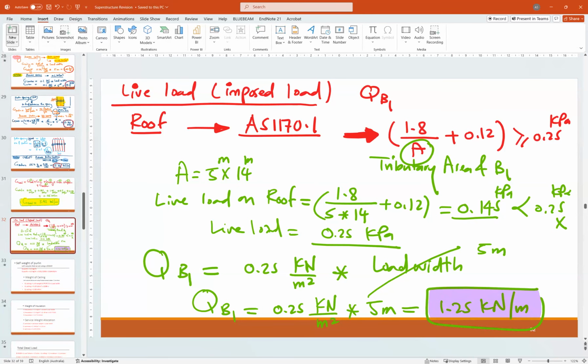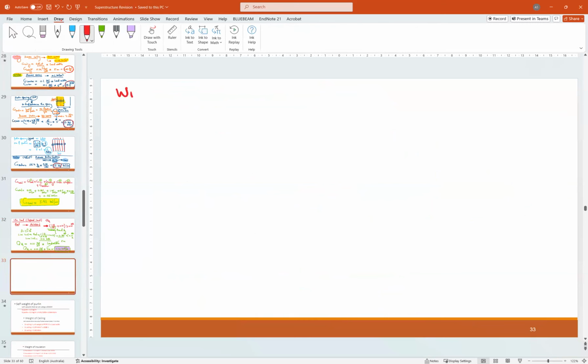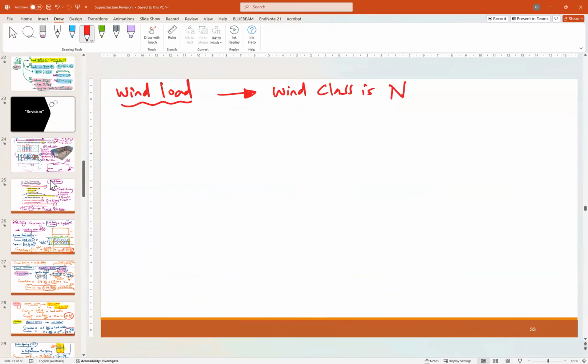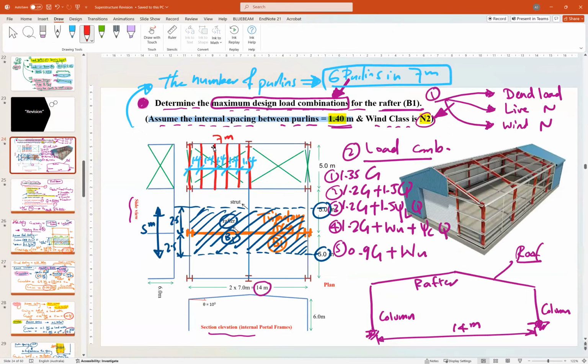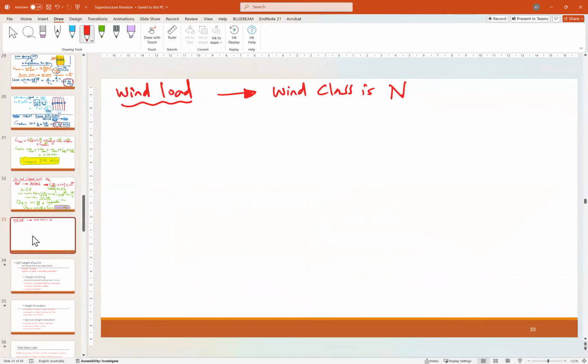What is the next load we need to find now? The third load we need to find is wind load. In wind load, the information given to us is that the wind class is already given as N2 or N3. Let's have a look here. So N2 is the wind class. It's already given.